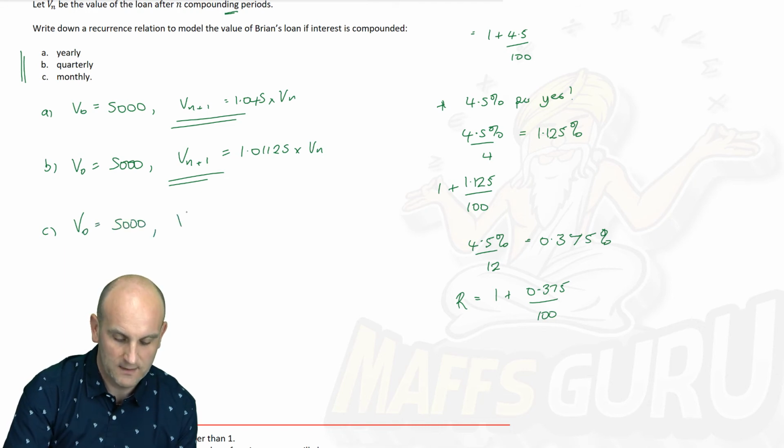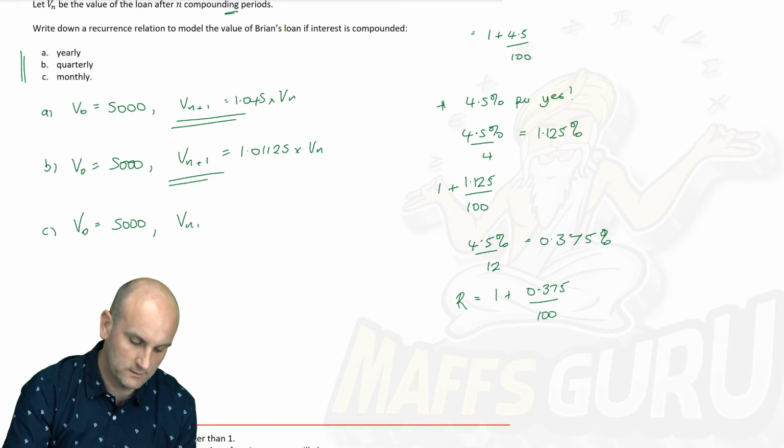So V0 is 5,000, comma. V of n plus 1 is equal to, oh, no, hold on a moment. My computer is lagging just a little bit. Don't know why. So V, let's try that again.